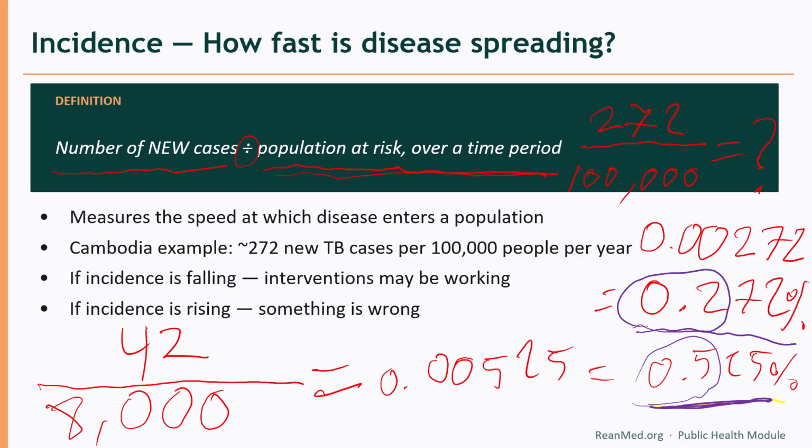And so that can help us know that in this village, tuberculosis is spreading quickly. And maybe we need to send more resources or more medical professionals there to help control the disease so it doesn't keep spreading.